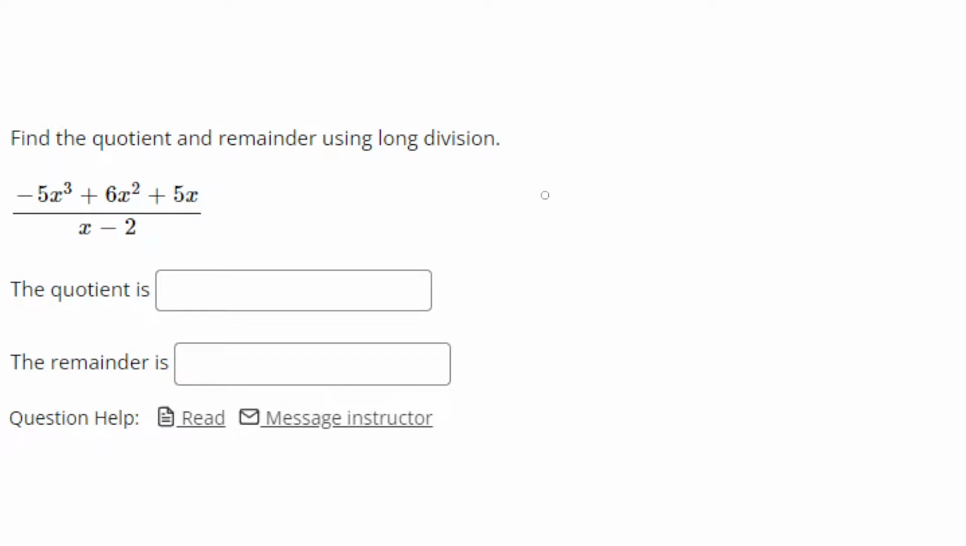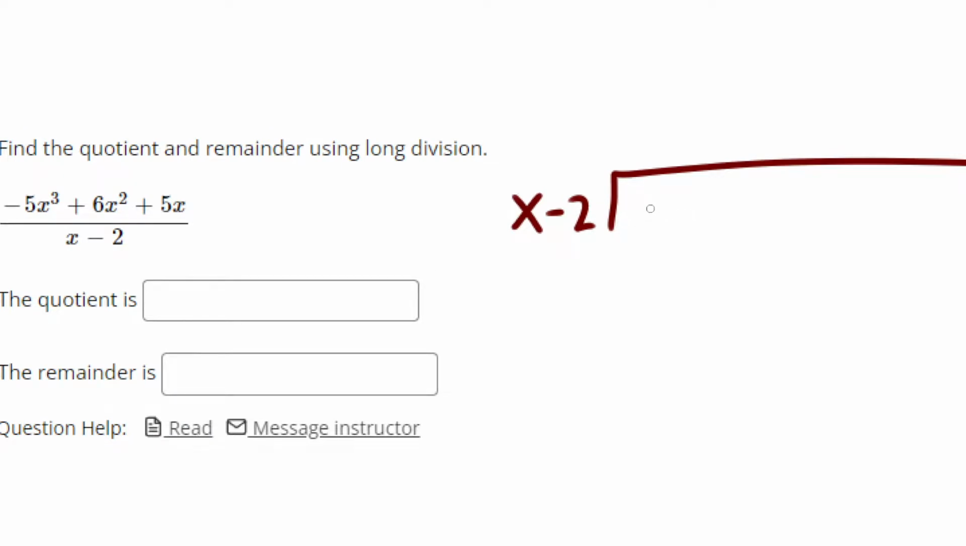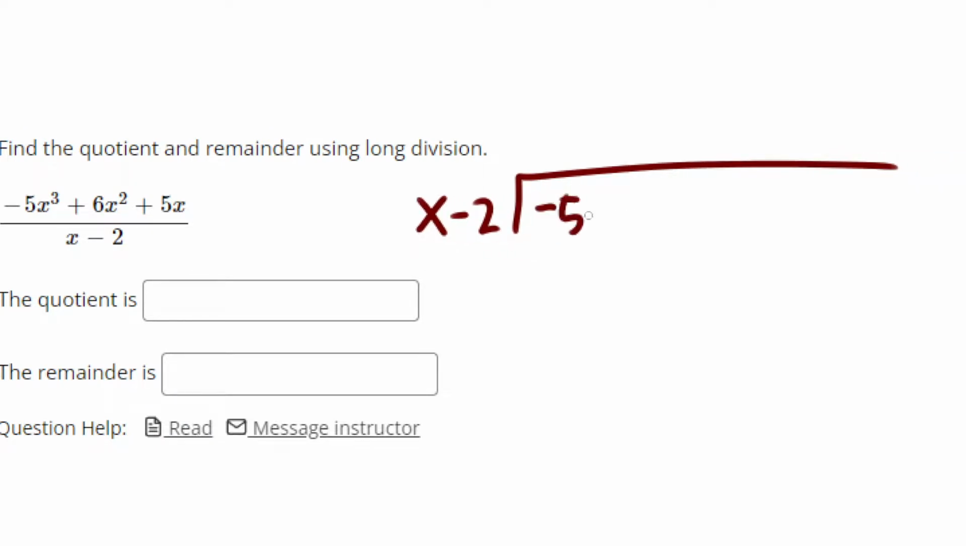First I'll write the one on the outside, so x minus 2. And then let me move it over. Negative 5x cubed plus 6x squared plus 5x. And we want a plus 0. I know it doesn't make a lot of sense, but we just want the placeholder value.